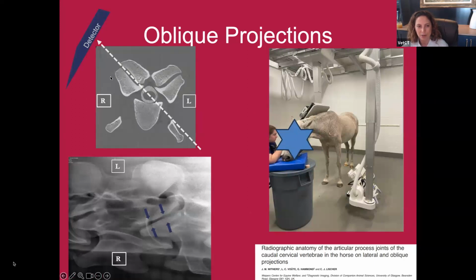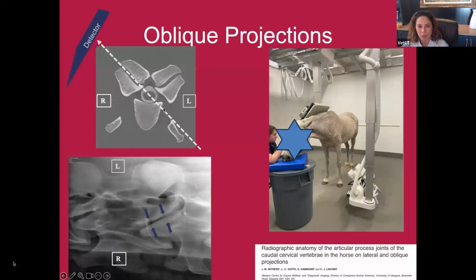So just to kind of give you a 3D perspective on that, this is a cross-sectional look at this horse's spine, so as if his head is coming towards us. So we have the detector on the horse's right side, just like we have pictured here. And our X-ray beam is coming from left ventral to right dorsal through the detector, and we're shooting right through the right-sided articular process joint.